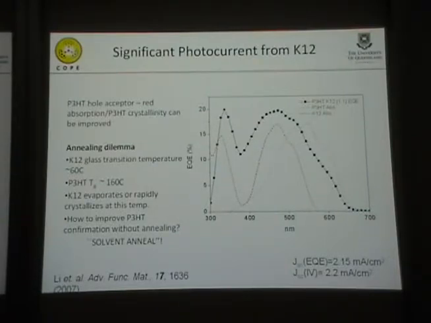So having a closer look at the EQE, we see that there's quite significant photocurrent coming from the absorption of our acceptor, which then makes P3HT the acceptor, but false. And we are also quite familiar with P3HT, and we can see that there's not much of a low energy absorption edge there. And so we normally improve that by thermally annealing P3HT. However, as we saw, high temperatures and our acceptor are not very compatible because of large crystallization and phase separation. So we had to move to a solvent annealing approach in order to improve the P3HT crystallinity without causing massive phase separation of K12.